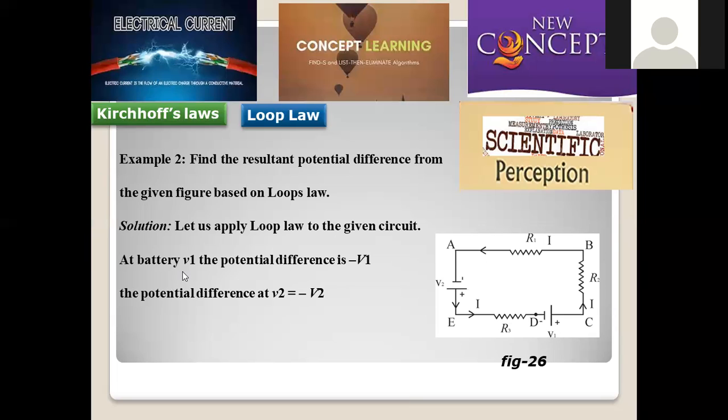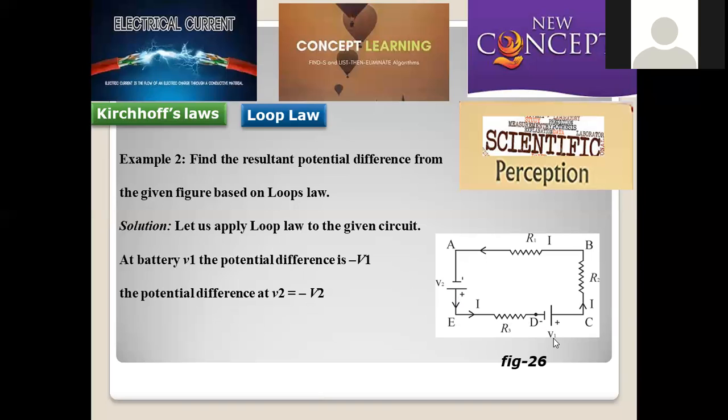For the battery V1, the potential difference is taken as minus V1. Now, the potential difference at V2 is given as minus V2. So here, two batteries are connected. Two batteries, in what manner are they connected? They are connected in series.